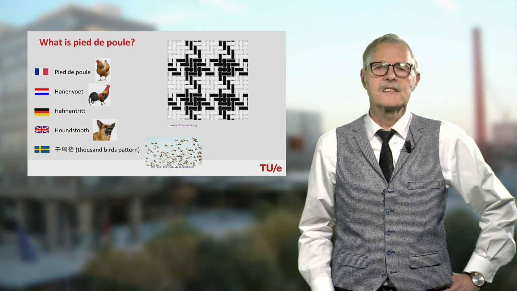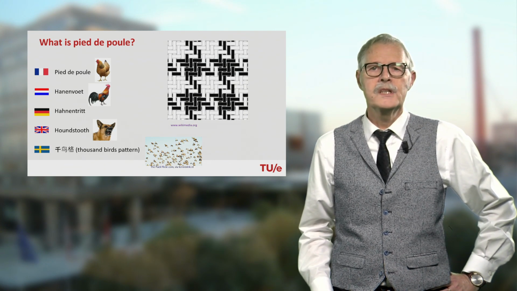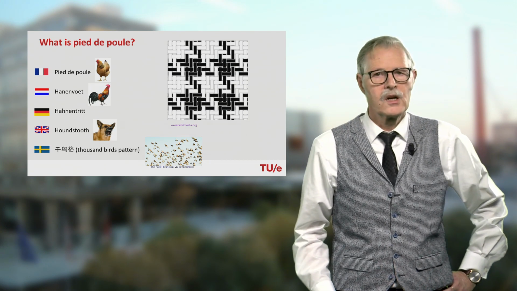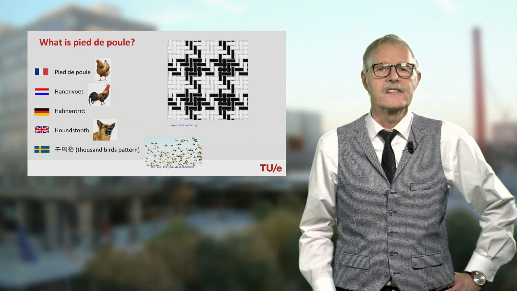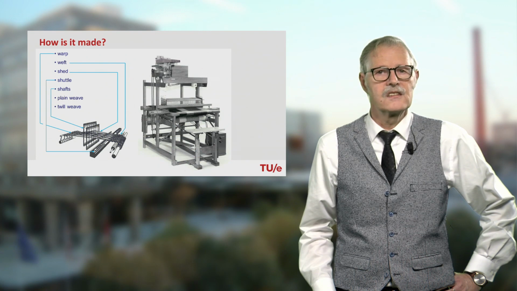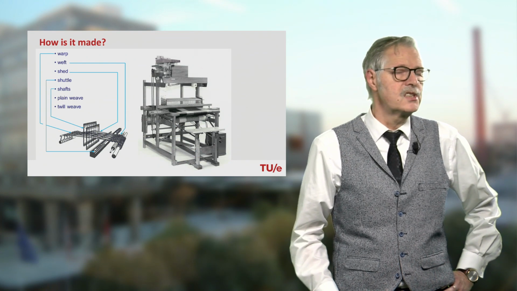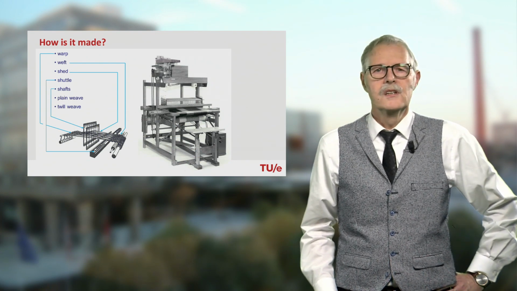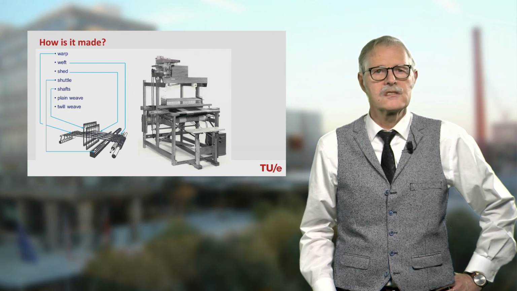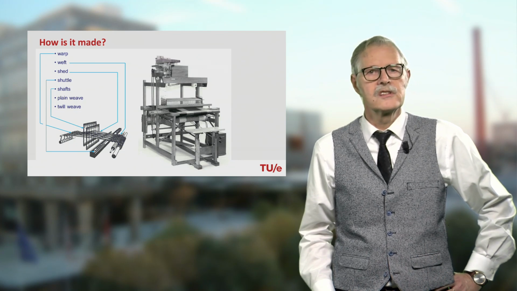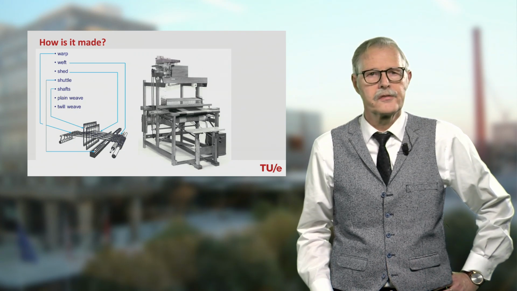It looks like this. It arises in weaving by the interplay of the warp yarns and the weft yarns. It looks like this, and it's created on a machine which is called a loom. The loom is where you have two sets of yarns, the warp and the weft. One goes in the longitudinal direction, the other crosses through.